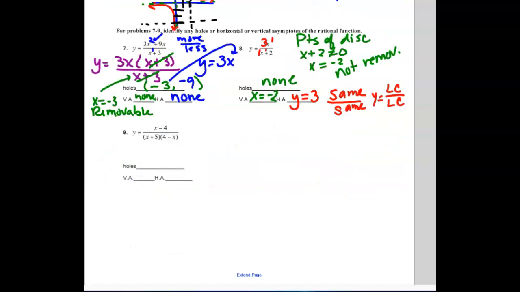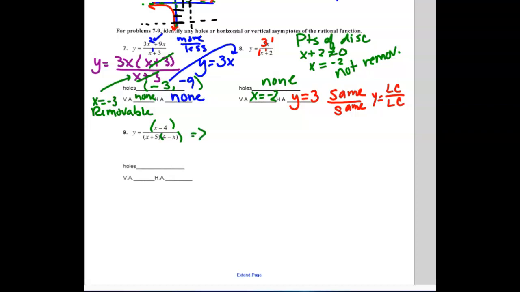All right, question 9. We have y equals (x minus 4) divided by (x plus 5)(4 minus x). Now, notice that we have an x minus 4 in the numerator, and we have a 4 minus x in the denominator. Those are just opposites. So we can reduce them out, but it leaves a negative 1 left.